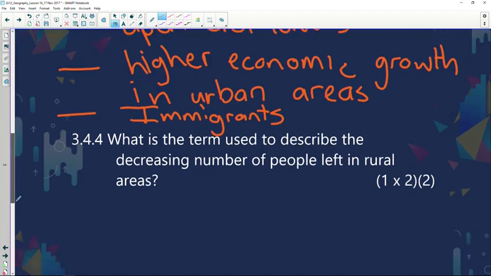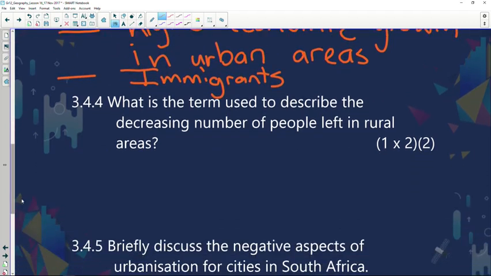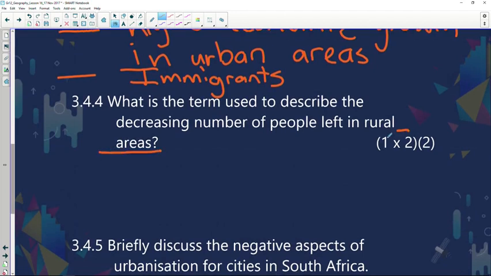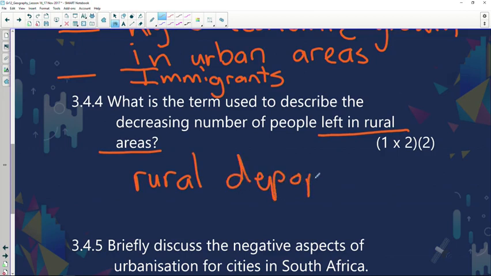Now, what is the term used to describe the decreasing number of people left in rural areas? Now, we talked about rural-urban migration, but this is rural depopulation. Now, basically what happens, there's less and less people left in the rural areas because most of the people had migrated to the urban areas in search for a better quality of life.